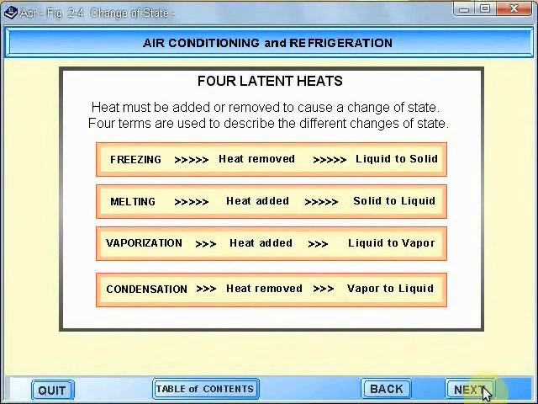We have learned that heat must be added or removed to cause a change of state. 4 terms are used to describe the different changes of state. For the latent heat of freezing, heat is removed to change a liquid to a solid. For the latent heat of melting, heat is added to change a solid to a liquid. For the latent heat of vaporization, heat is added to change a liquid to a gas or vapor. For the latent heat of condensation, heat is removed to change a vapor to a liquid.